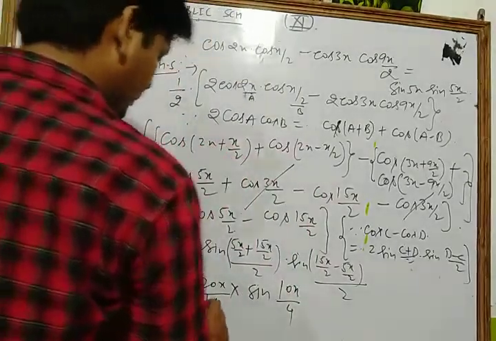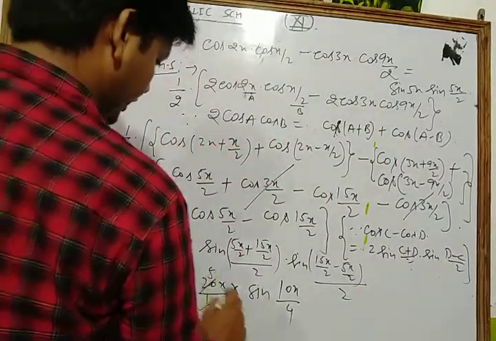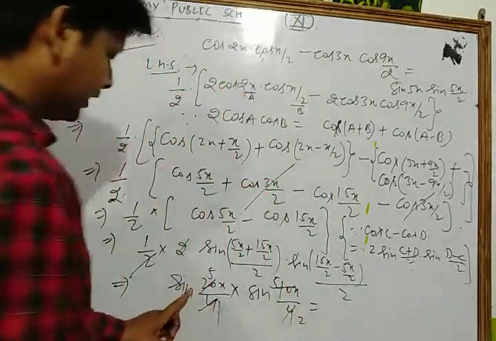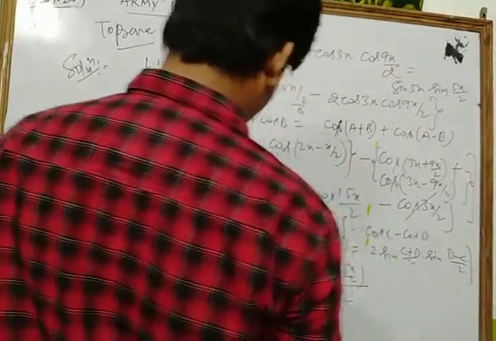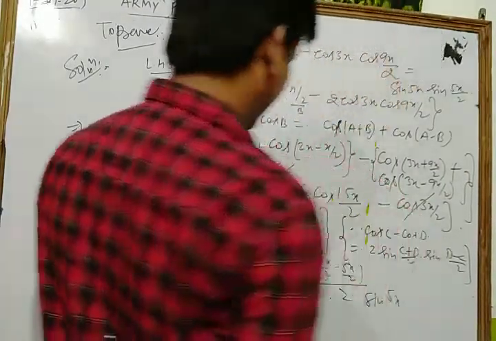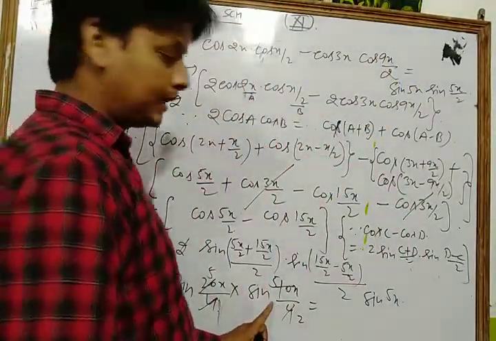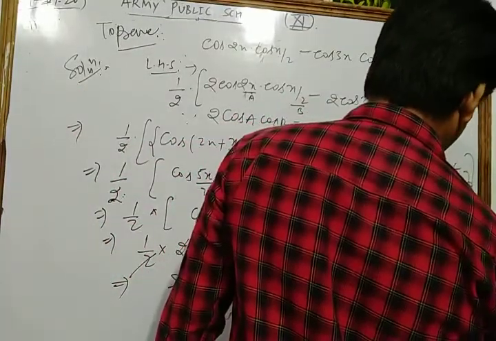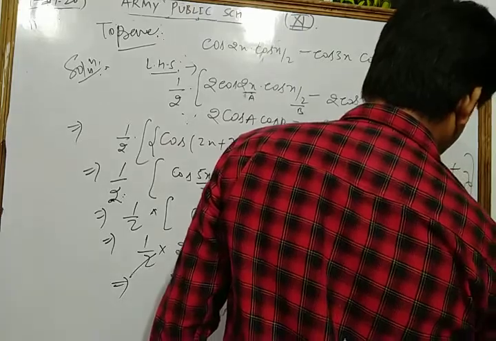Now here 4 5s are 20, 2 2s are 4, and 2 5s are 10. Then what I get is sin 5x into sin 5x by 2. This is your RHS, that is the right hand side.